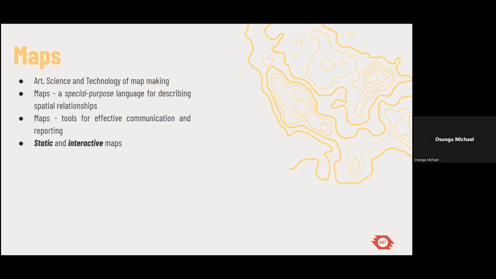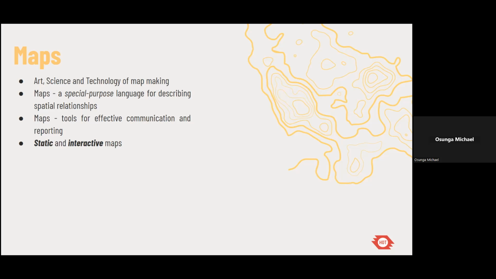Mapbox, let's just remind ourselves what maps are. So maps, the art of making maps, is called cartography. It's also a science, it's also a technology. Why maps? Maps are very important because they are a special purpose language for just describing spatial relationships. Maps also enable us to effectively communicate and report whatever information we've gathered from the field or whatever information that we've obtained from credible sources.